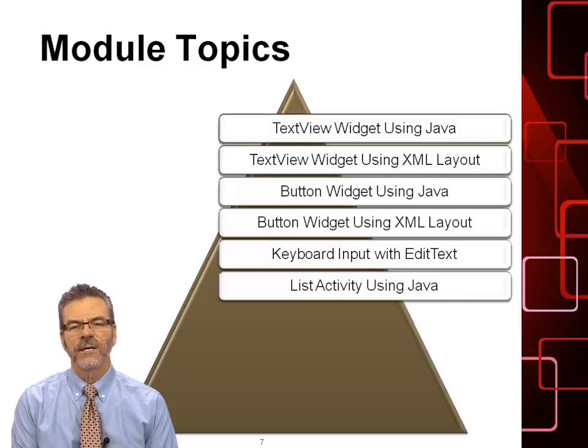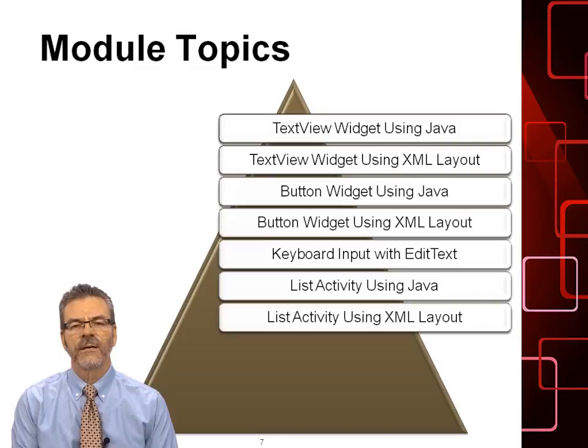A list activity allows you to list items, and as you can imagine, many times you want to have a list of items in your application. We'll learn how to do that using Java. We'll also learn how to do that using XML. So we have both Java and XML versions of the list activity.